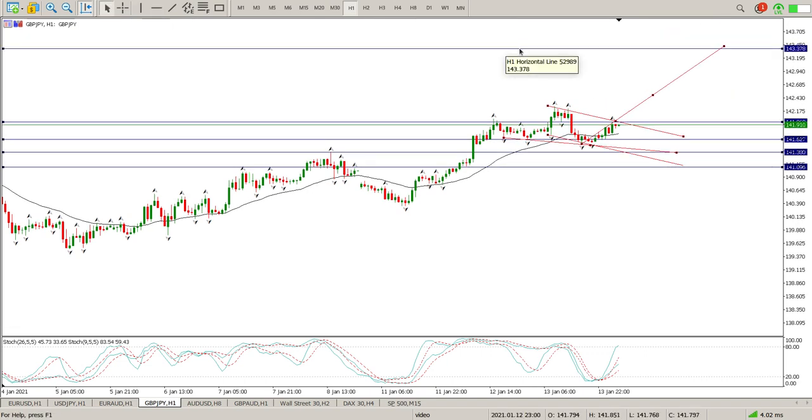So that would take us somewhere into the region of 143.373. Okay, that's well worth watching, and I've been saying it all week. Keep it on your radar. Keep buying into this one when you see the pullbacks.